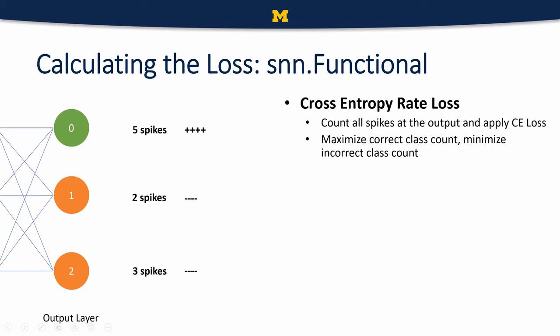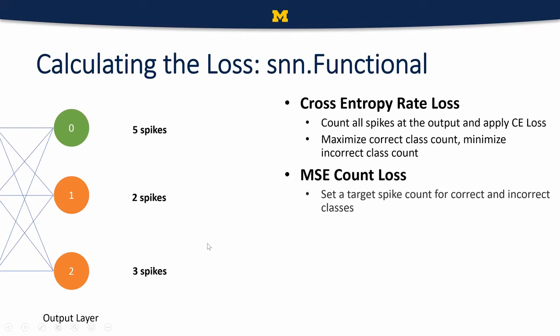So 5 spikes is trying to be boosted up indefinitely, just as high as it can, while the incorrect classes are trying to be minimized. Okay? So that's cross-entropy rate loss, and there are several other methods I'll briefly describe. In mean square error count loss, what you instead do is set a target spike count for correct and incorrect classes. And this is the approach that Sumit and Garrick took in their Slayer algorithm that was published in NeurIPS, and we'll talk more about that soon.